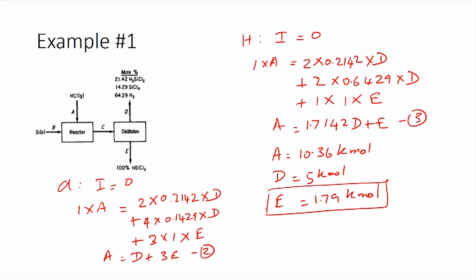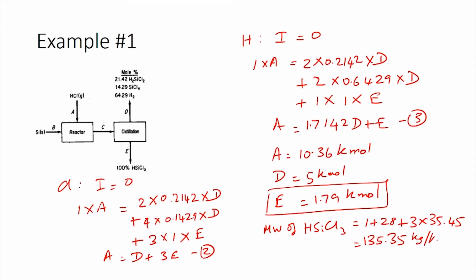Converting this to mass, we will just have to multiply this with the molecular weight. So, molecular weight of trichlorosilane, HSiCl3, would be 1 plus 28 plus 3 times 35.45, giving you a value of 135.35 kilograms per kilomole.